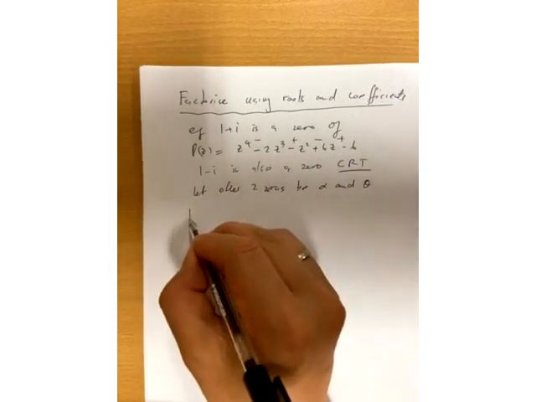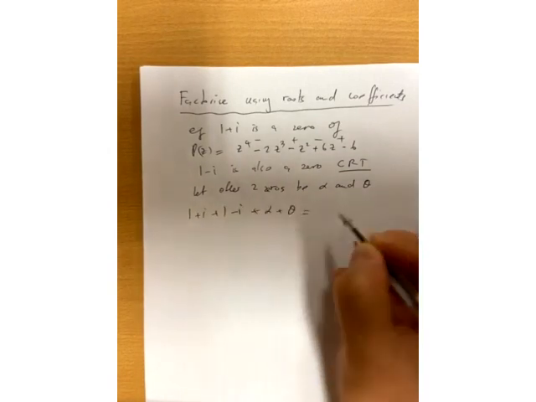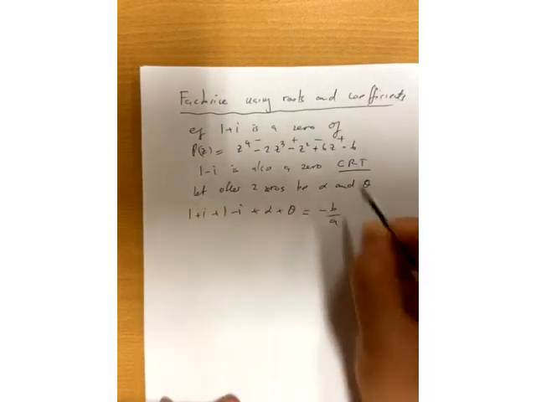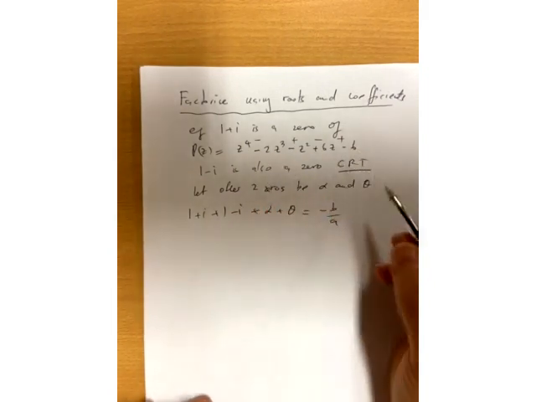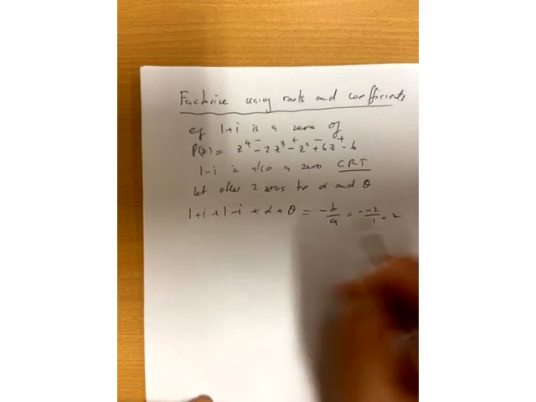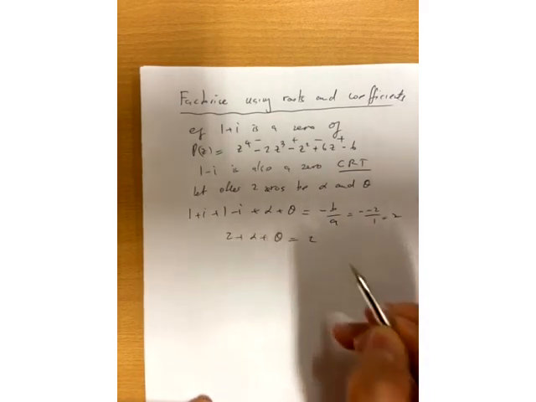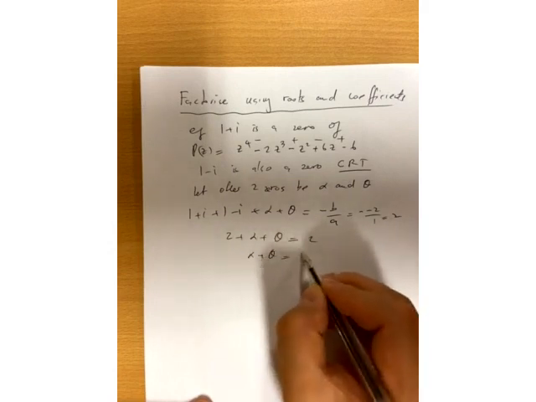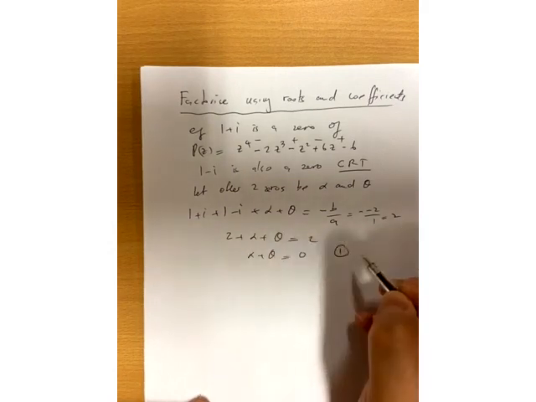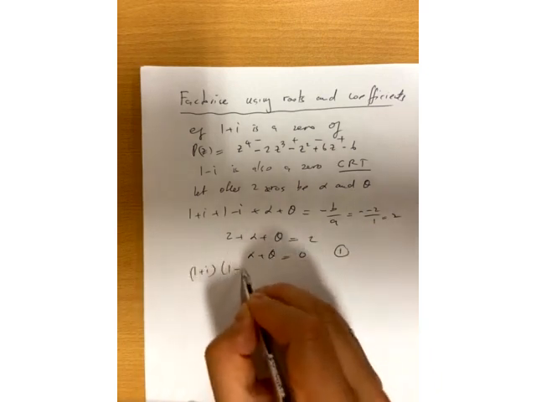So if you add all the roots together, the formula is minus b on a, hence my toggling here. And b here is minus 2, so it's minus 2 on 1, so the answer is 2. So that means that 2 plus alpha plus theta is 2. That means alpha plus theta is 0. That's equation 1.